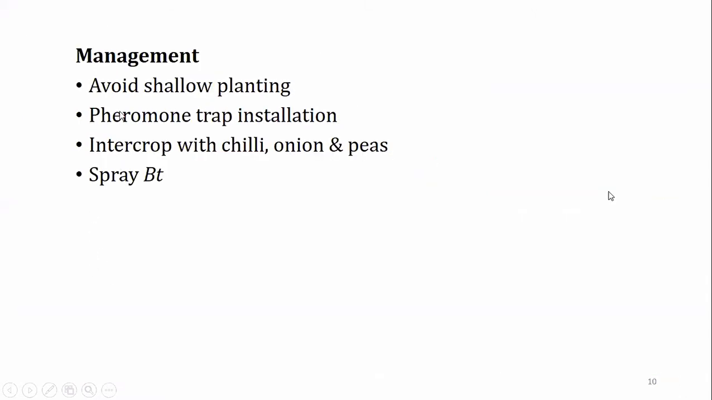Management: we can use pheromone traps, and also intercrop with chili, onion, peas, and avoid shallow planting. By using BT, we can spray to control the tuber moth.